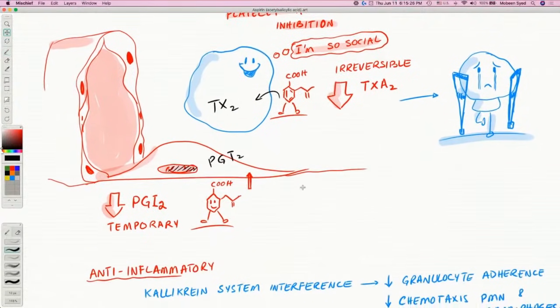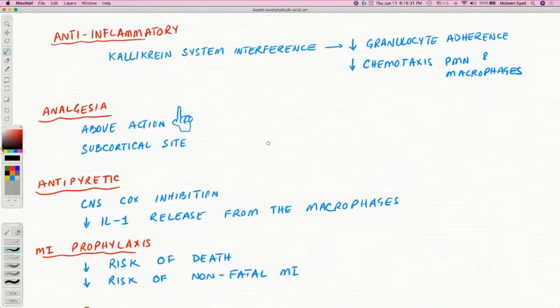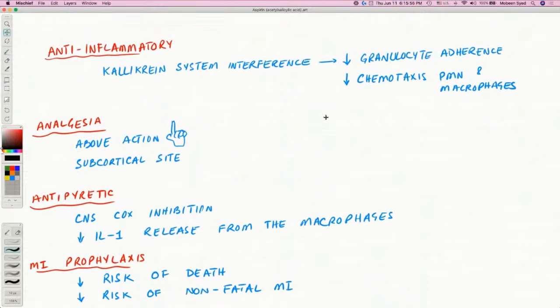Good. Now let's look at other effects of aspirin as well, some of which are actually useful in COVID-19. The top one is the anti-inflammatory effect. The anti-inflammatory effect is that aspirin can actually work with the tissue kallikrein system. The tissue kallikrein system is a system of proteins which are revealed or brought out when the tissue is damaged. These damage products, indicators, then cause the inflammation to occur.